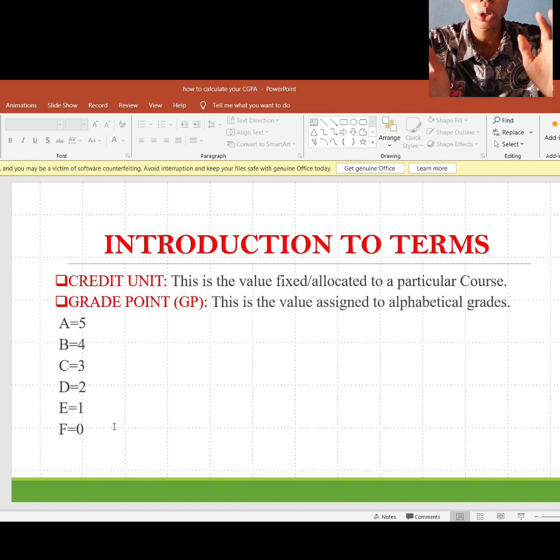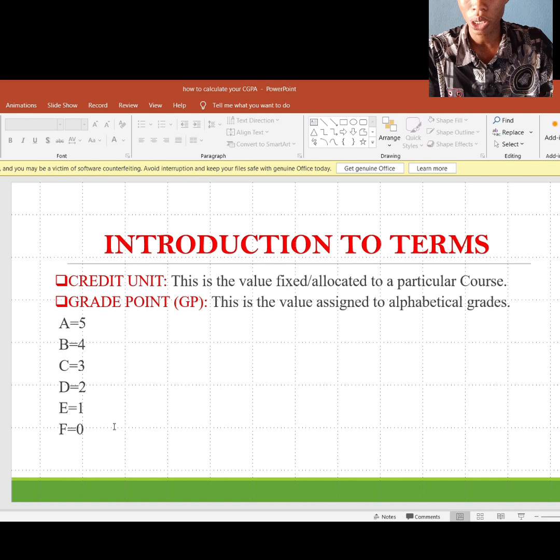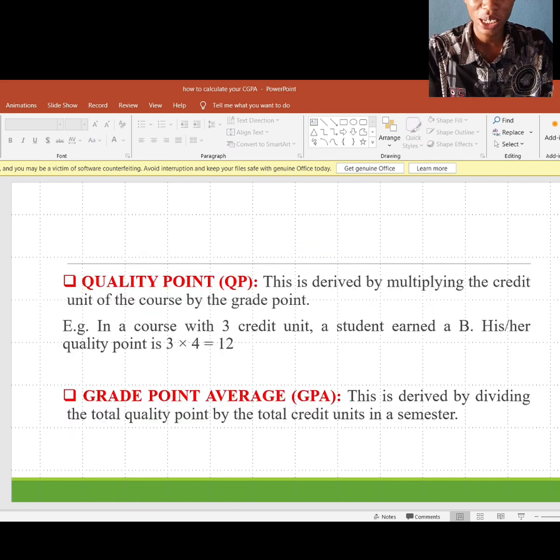Do you get that? So you know credit unit already, and you know grade points now already. Let's move on to the next slide very quickly. I said I will make it very short. The next one is quality points.